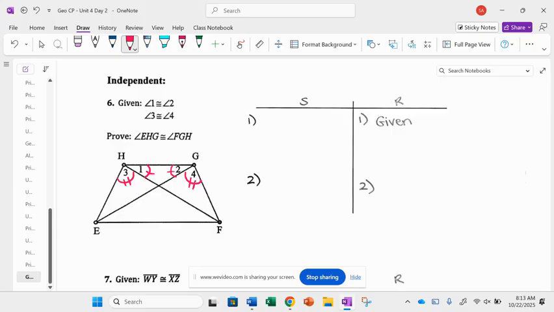Anybody ready? Do you need help or are you still working? Okay. So let's mark what we have. Could you mark that WY is congruent to XZ? Show me how you would mark that. Nope. So that's showing WX.